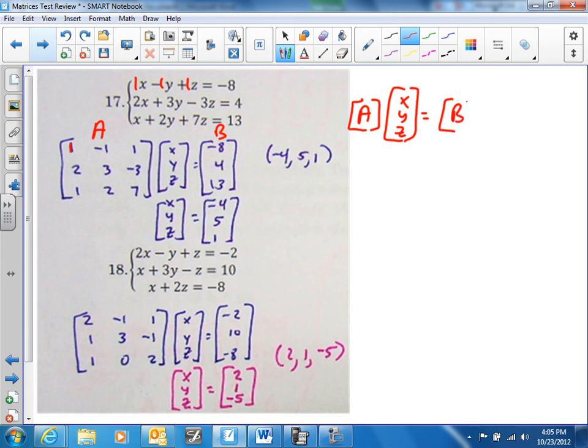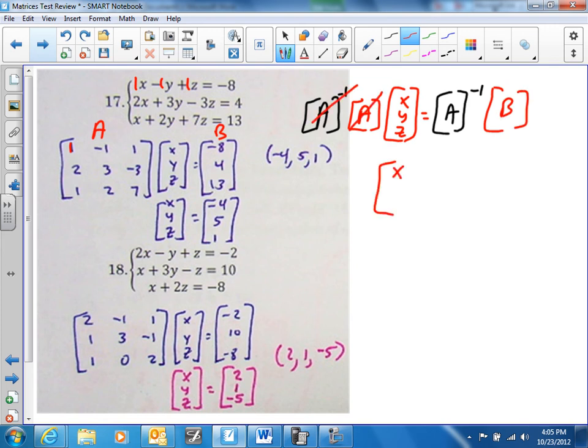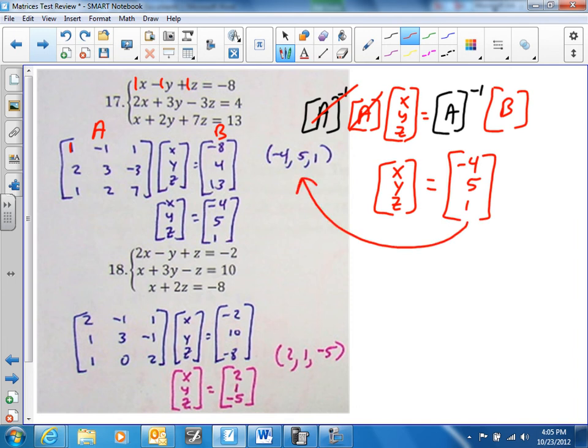equals matrix B. Now remember, in order to get rid of that A, you got to multiply by the inverse on both sides. Let me scoot this off a little bit. So this is the inverse of A times matrix B. All right, these two cancel out, and you're left with XYZ equals, and our answer was negative 4, 5, 1. But remember, I want it in this format. That format is X, comma Y, comma Z, right, as a coordinate point.